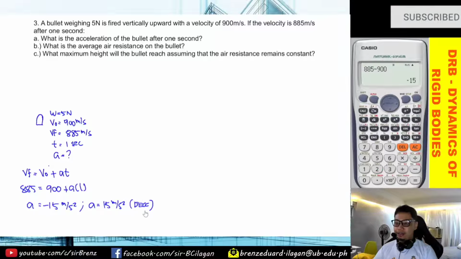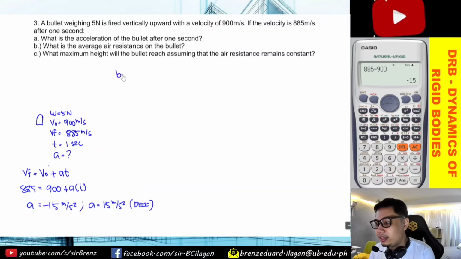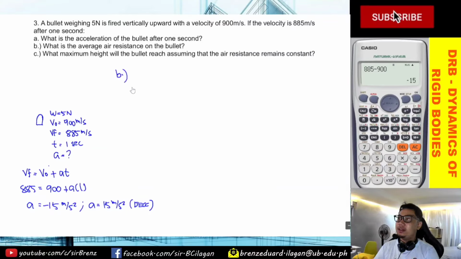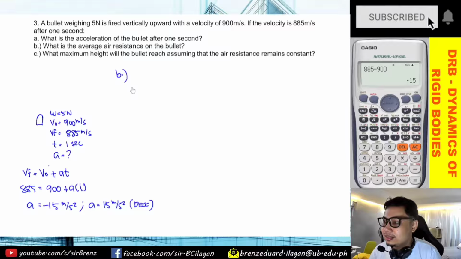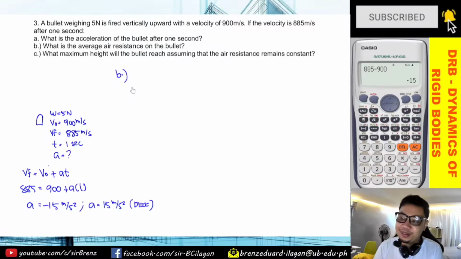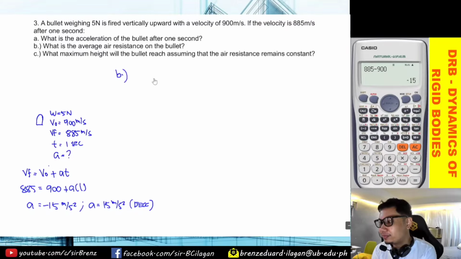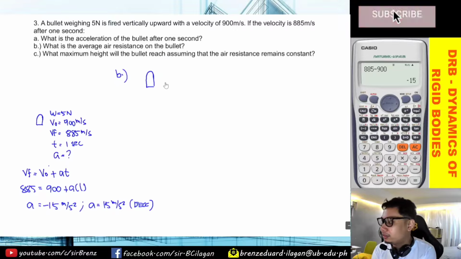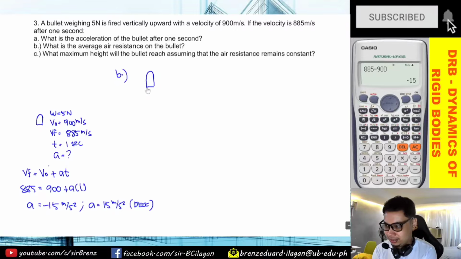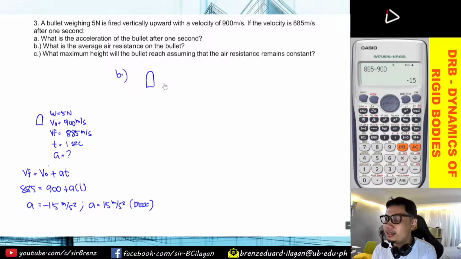Okay, so for letter B, air resistance. So yung air resistance na tinatawag is the resistance due to air. So ganito kasi magiging niya, if i-draw mo yung free body diagram niya. Ayan. Mukha siyang kuko. So yung motion ng bullet mo is pataas, di ba? So ang travel niya is upward.